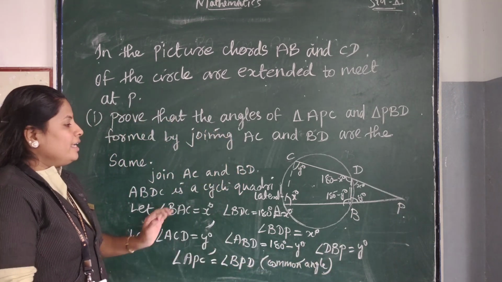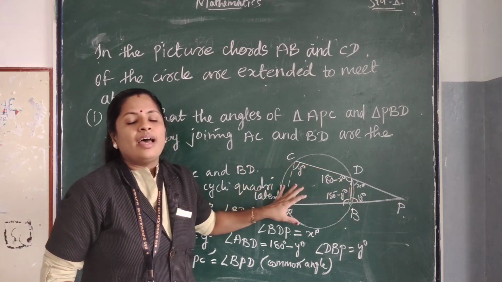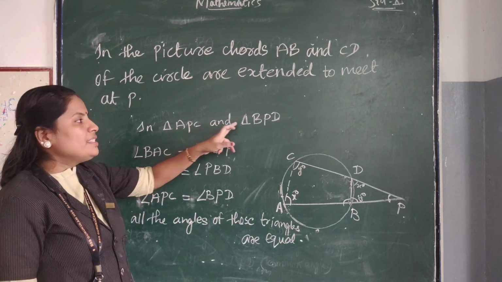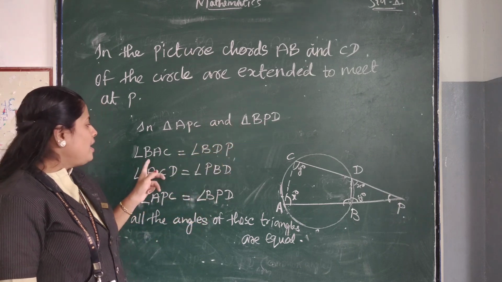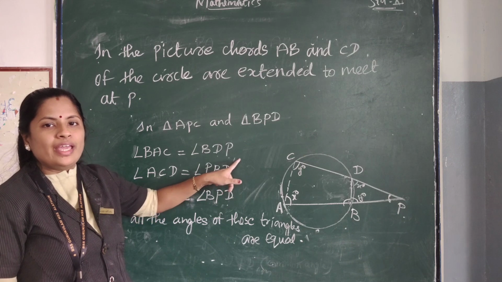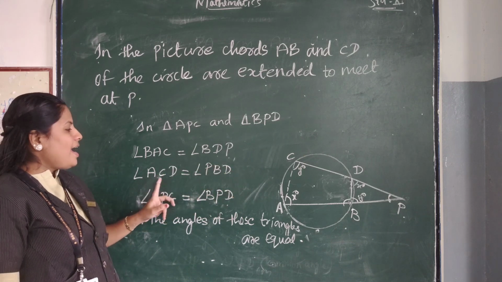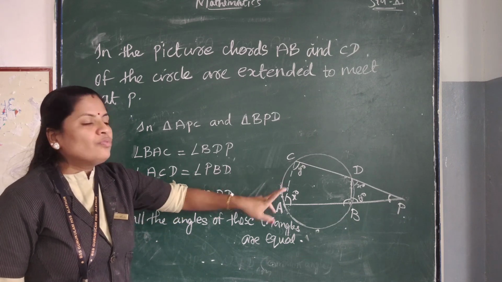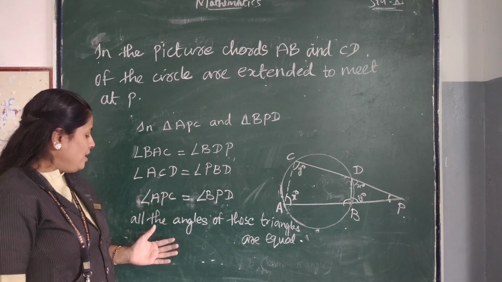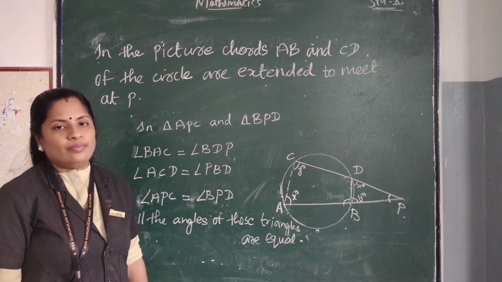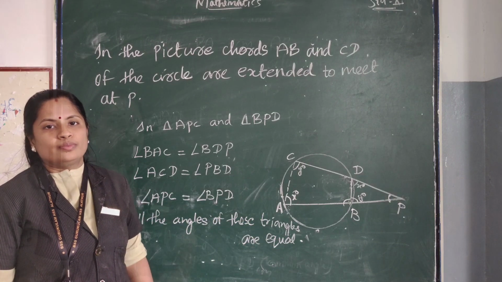Okay, so here in these two triangles, the angles are equal. In triangle APC and triangle BPD, angle BAC equal to angle BDP, x degree. Then angle ACD equal to angle PBD. That is why three angles are equal. So all the angles of these triangles are equal. So this is the proof.